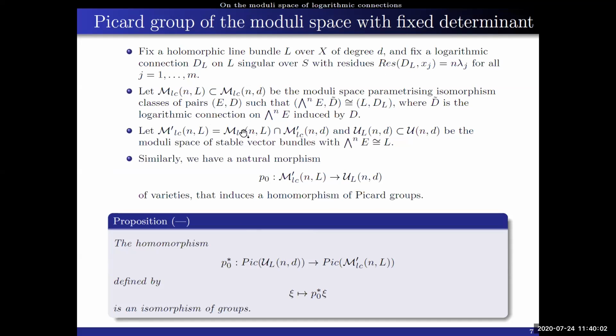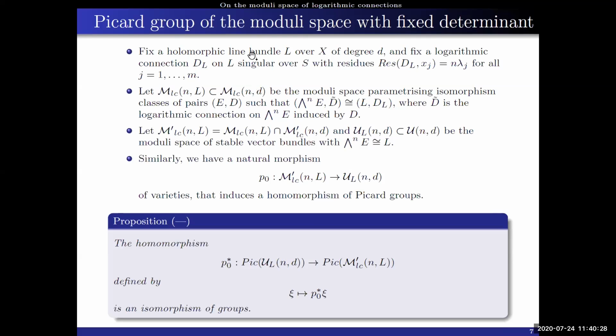Okay, going one slide down. So again, a similar result can be proved. Fix a holomorphic line bundle L over X of degree d and fix a logarithmic connection D_L. Now what we are doing is considering moduli spaces with fixed determinant, but here we cannot fix just the line bundle, we have to fix some connection on it, because we are parameterizing the pairs (E, D).